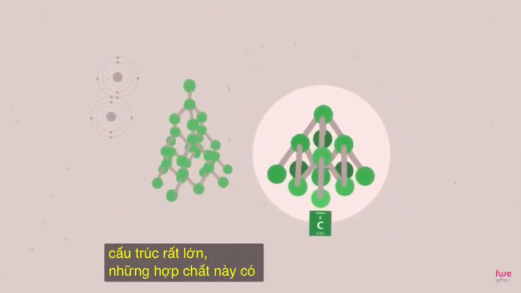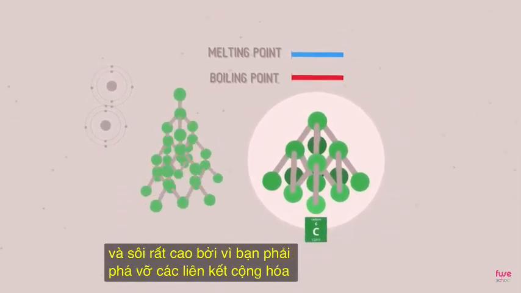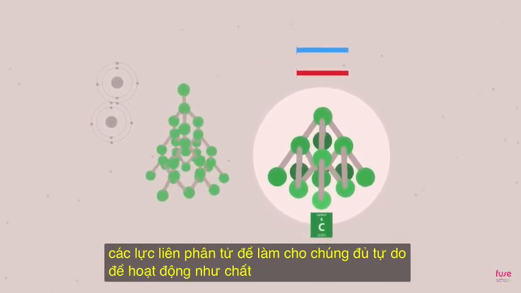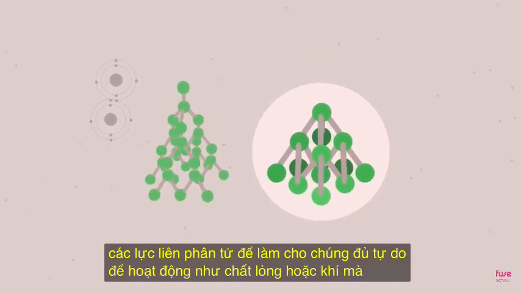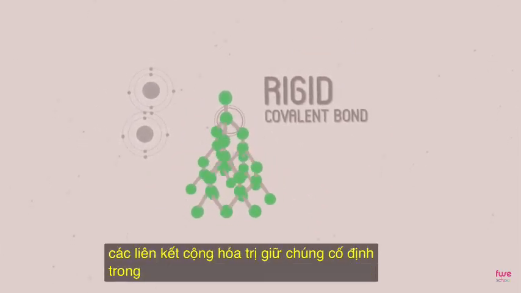These compounds have very high melting and boiling points because you have to break covalent bonds rather than intermolecular forces to make them free enough to act as liquids or gases. The covalent bonds hold them rigidly in place in the giant lattice.